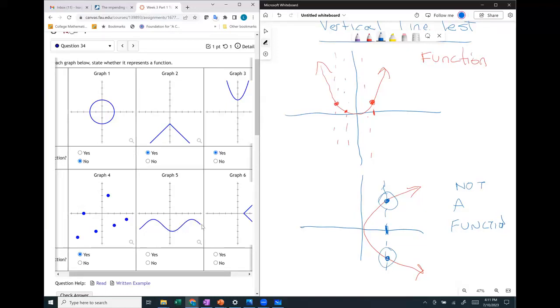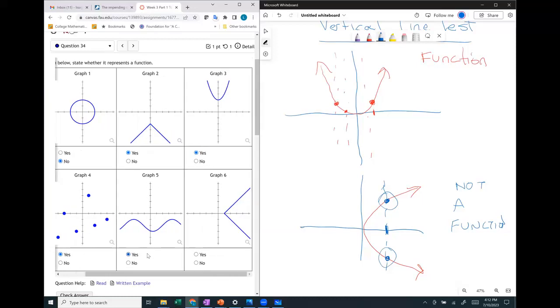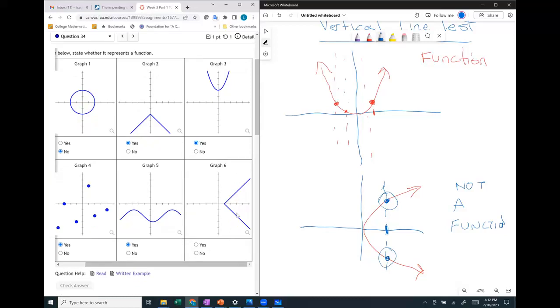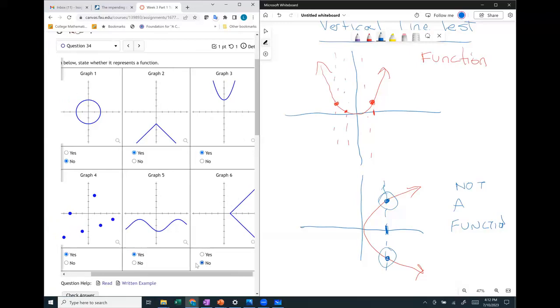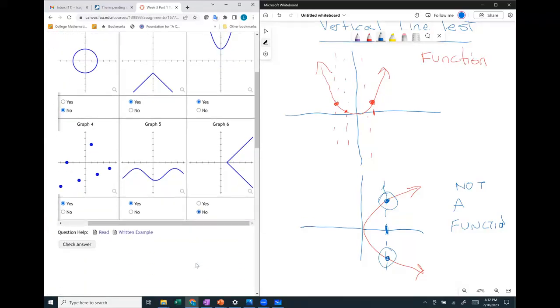It doesn't matter where I put a vertical line here, it's only going through one point. But here, notice it's basically the same as what I drew over on the right. Everywhere I draw a line, except at that very tip, it's going through 2 points. This is not a function. It only has to go through 2 points one time, and it changes from a function to not a function. And that's all there is to it when you have a graph.